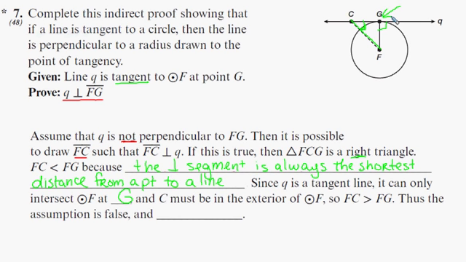All right, and that means that C has to be in the exterior of circle F. So we have no option. That makes FC greater than FG. So here we have our contradiction. Here is a contradiction to this. So the assumption is false, and we can state that Q is in fact perpendicular to FG.